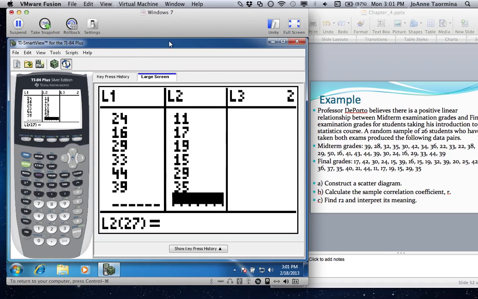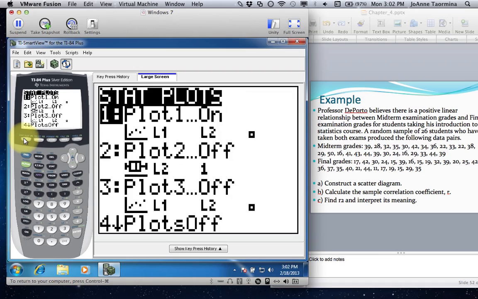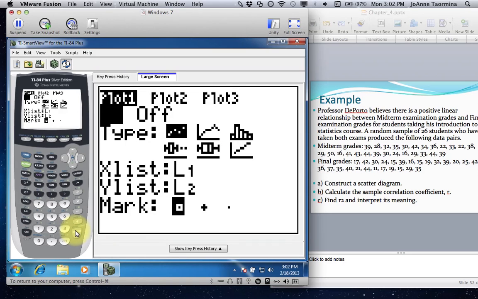Okay, to construct our scatter diagram, we're going to double check our settings in StatPlot. So one plot is on, the other two are off. Hit enter on the one that's on. Make sure it's flashing on. Type should be set to scatter diagram. X list should be where your X values are. And Y list should be where your Y values are.